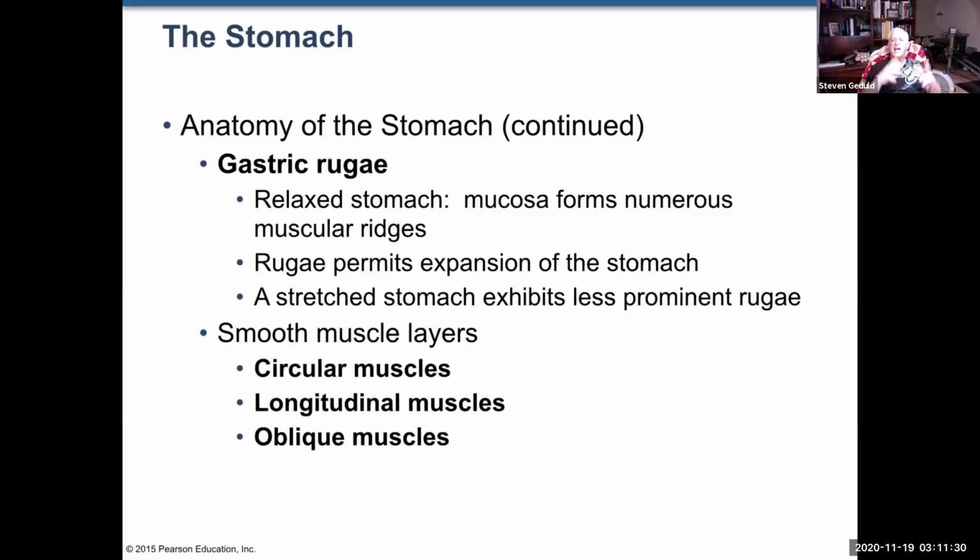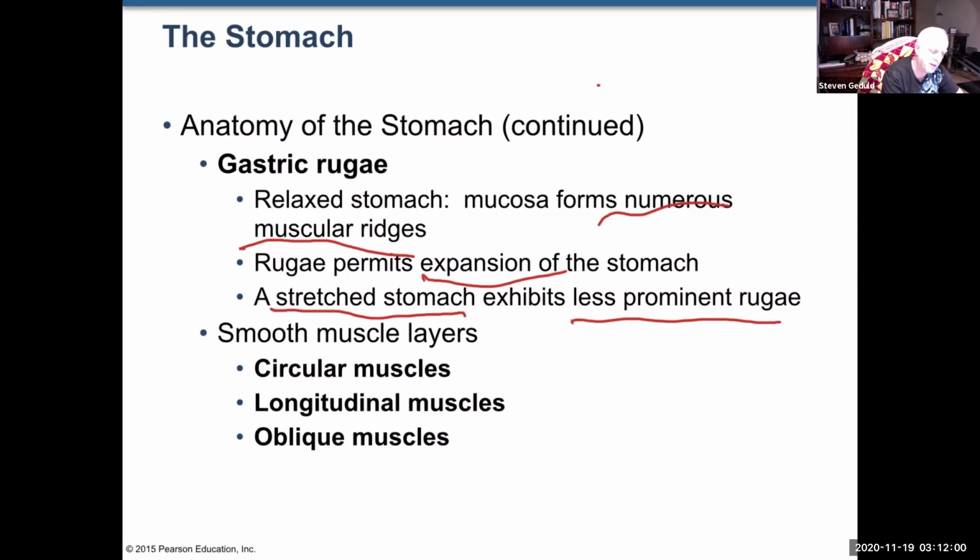That's because of the gastric rugae. Gastric rugae are these grooves inside the stomach. When you have all these little grooves and pressure is put on them, the grooves flatten out and allow the stomach to expand. That's the reason for unbuckling your belt. In a relaxed stomach, you have numerous muscular ridges, and the ridges permit expansion of your stomach. In a stretched stomach, like at Thanksgiving, the rugae are less prominent and flattened out.